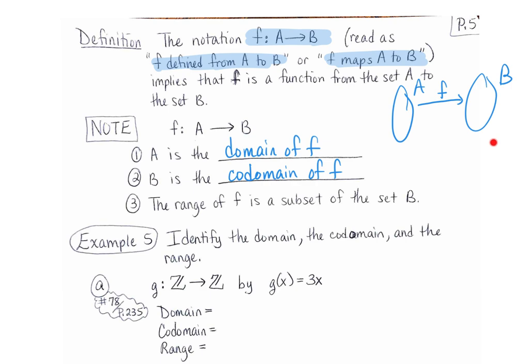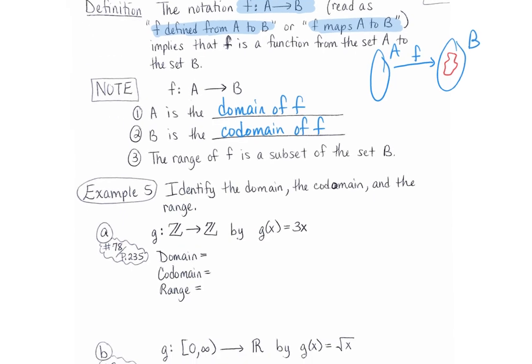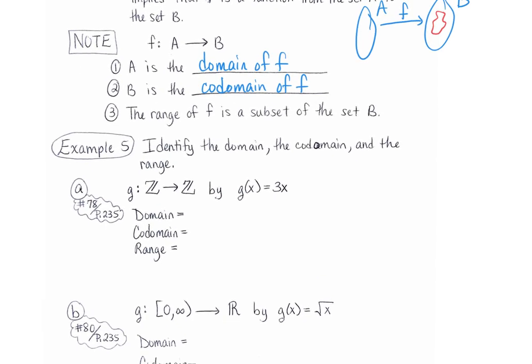Your range may be this red subset. Your codomain is all of B, but the range may be only the red part. Okay? So, an example. We want to identify the domain, the codomain, and the range.